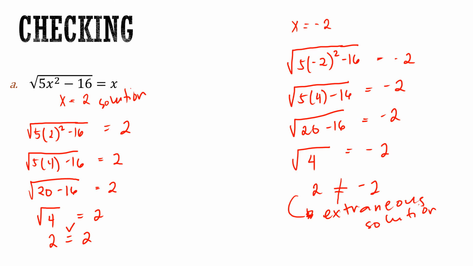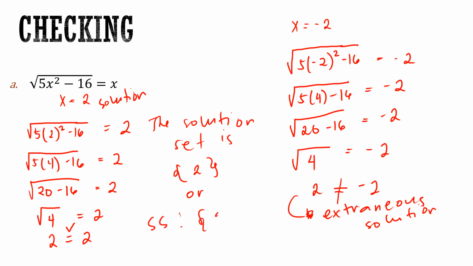So, remember that an extraneous solution exists if there are two solutions and one of them becomes a solution and the other one does not. That non-solution is what we call an extraneous solution. Therefore, we can conclude that the solution set is only 2, or you can write this as solution set is 2.